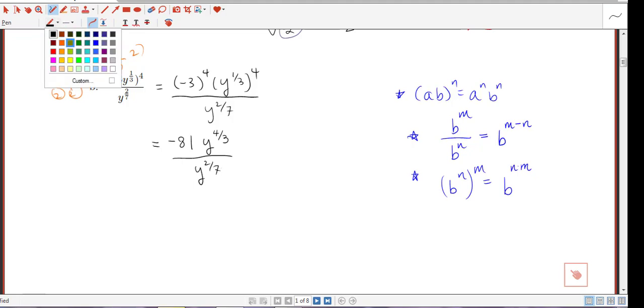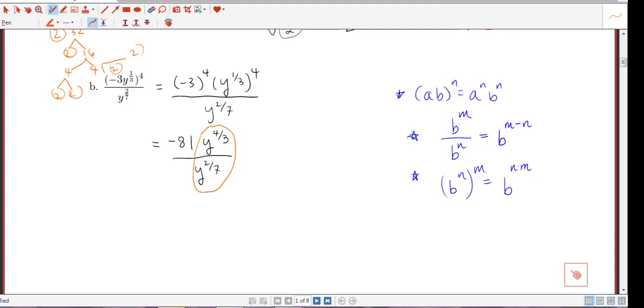All right, now let's stare at this for a little bit. Notice that I could still simplify this quantity. Okay, so what we're going to do is use this property over here. Okay, so let's go one more step. So this is what? Negative 81. So this is going to be what? y to the 4/3 minus 2/7.